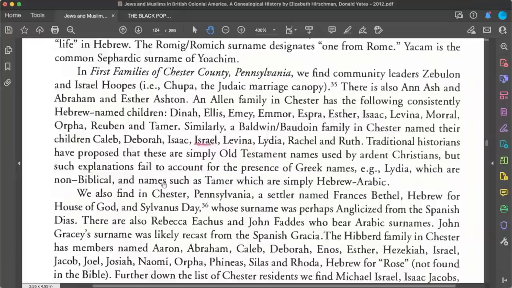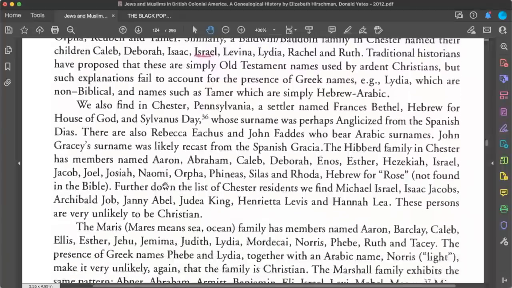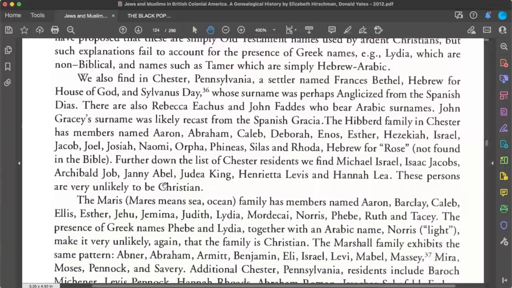Hebrew Arabic. We also find in Chester, Pennsylvania, a settler named Francis Bethel, Hebrew for House of God, Sylvanus Day, whose surname was perhaps anglicized from the Spanish Diaz, right? De Diaz. There are also Rebecca Ecus and John Fadis, who bear Arabic surnames. John Gracie's surname was likely recast from the Spanish Gracia. Gracie, right? Gracia. Gracie's is Gracia.